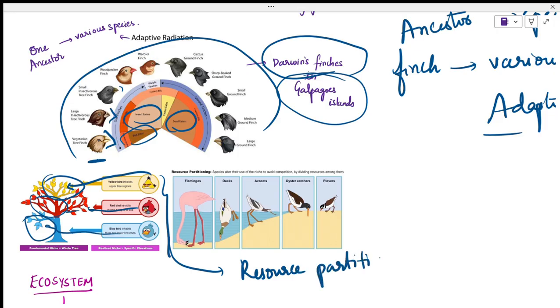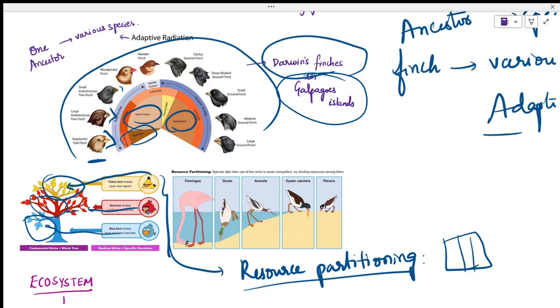If competition is high, if the population is very high, then what happens? They cannot, one win, one lose. It won't be good, right? Our people, we cannot see our people losing. So what will we be doing? We'll be compromising and we'll be sharing the resource, and it is called resource partitioning.